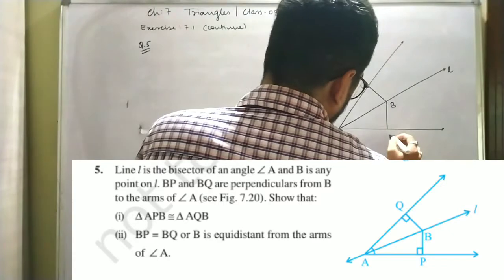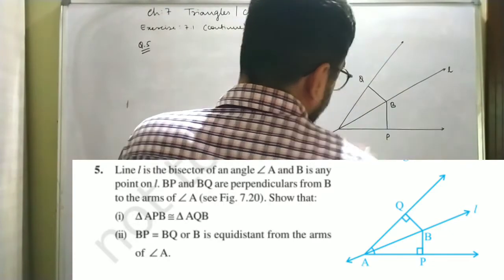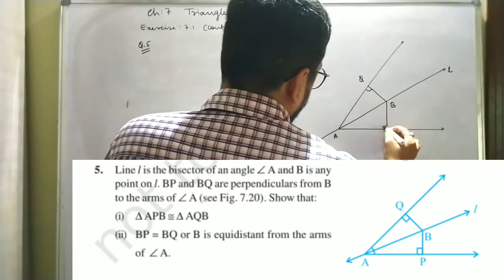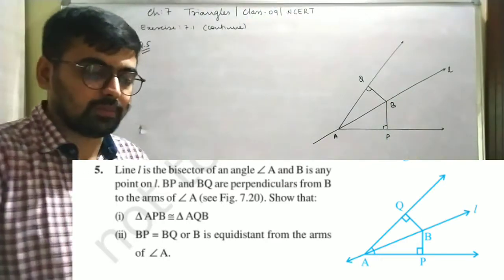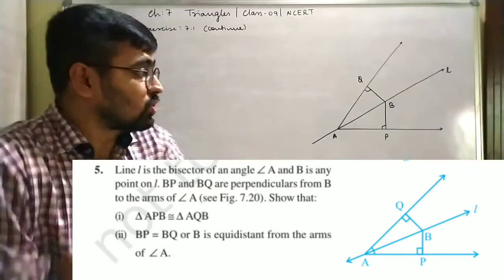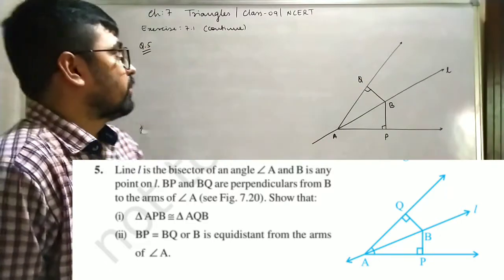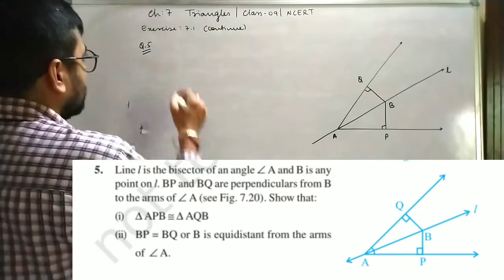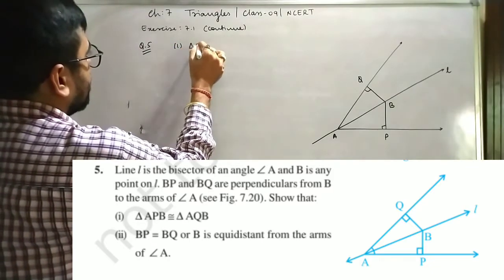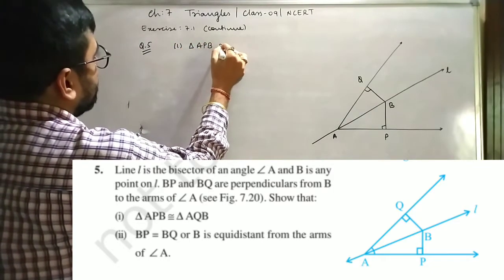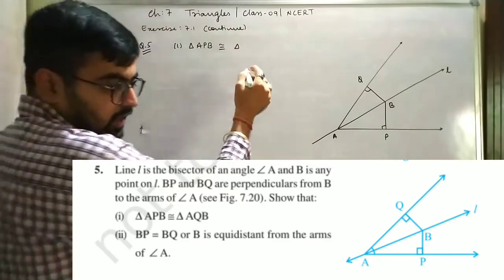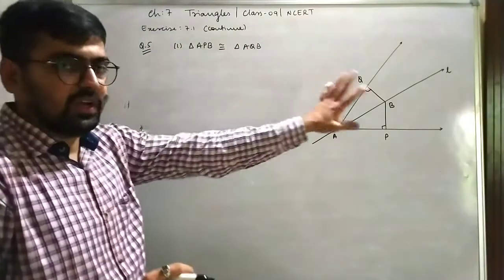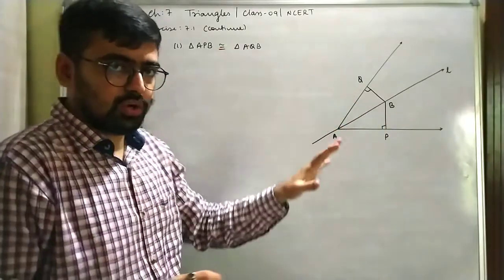Now here if you look, it is P and here it is Q, and those both are given as perpendicular to this point B. Am I clear? So how are we going to solve this particular problem? We have to find two things, correct? First, triangle APB congruent to triangle AQB. Simple. We have the figure available. We know the question, right?